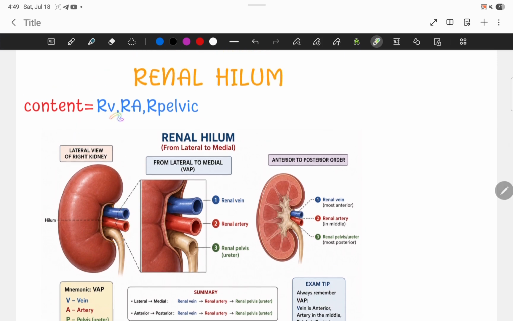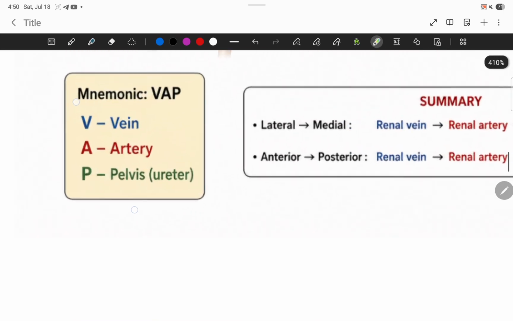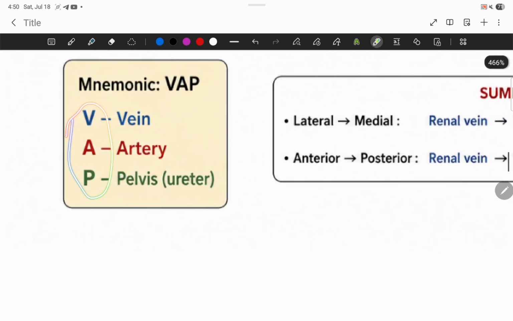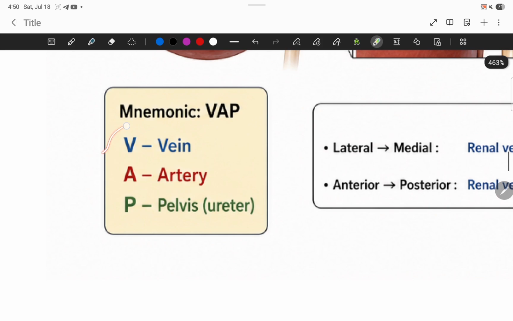The contents of the renal hilum are the renal vein, renal artery, and renal pelvis. Mostly the superior and anterior one is the renal vein, after that the renal artery, after that the renal pelvis. This is a mnemonic, VAP. Don't forget that. Just memorize VAP.